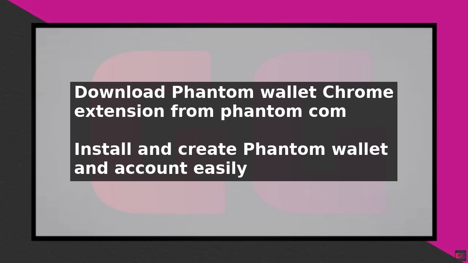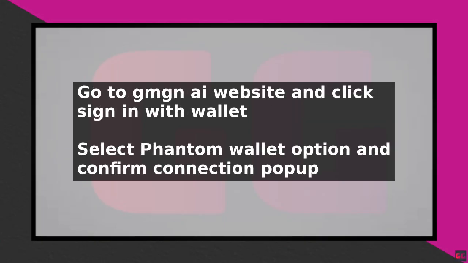After setting up your Phantom wallet, go to the GMGN.ai website and click Sign in with Wallet. Select Phantom as your wallet option, and a pop-up window will appear. Click Connect to confirm the connection. You will then be signed in to GMGN.ai using your Phantom wallet.